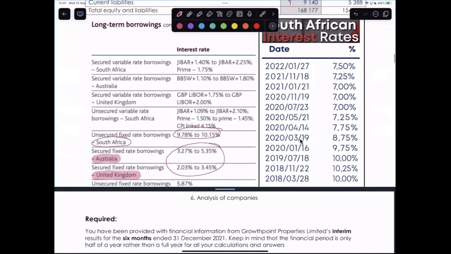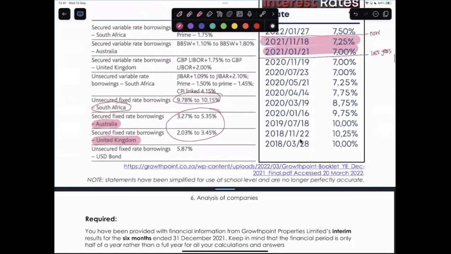On the right, you can see what the South African interest rates were for this period. Now, the current date is December 2021, and it actually helps to make a little note for yourself of where you are right now. And then your comparative figures would have been over here. That would have been last year's date. And so therefore, the relevant prime interest rates would have been 7 and 7.25%.